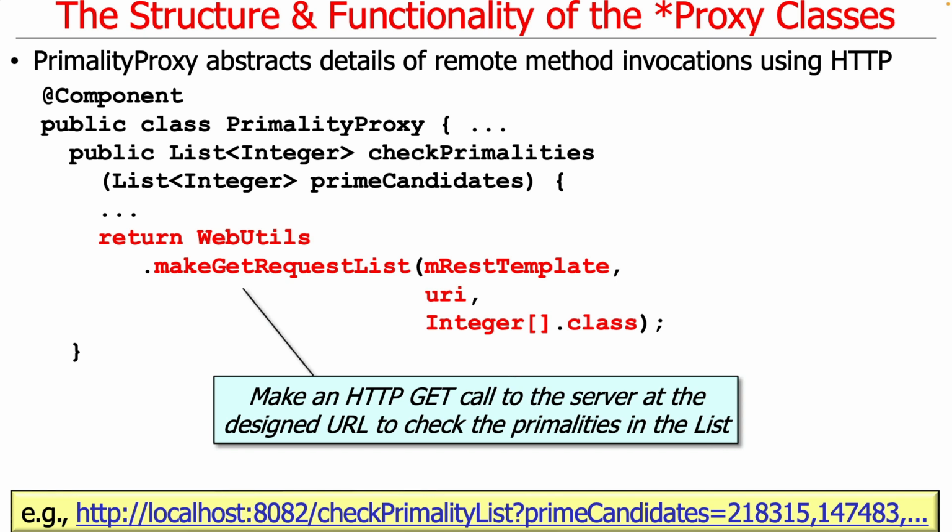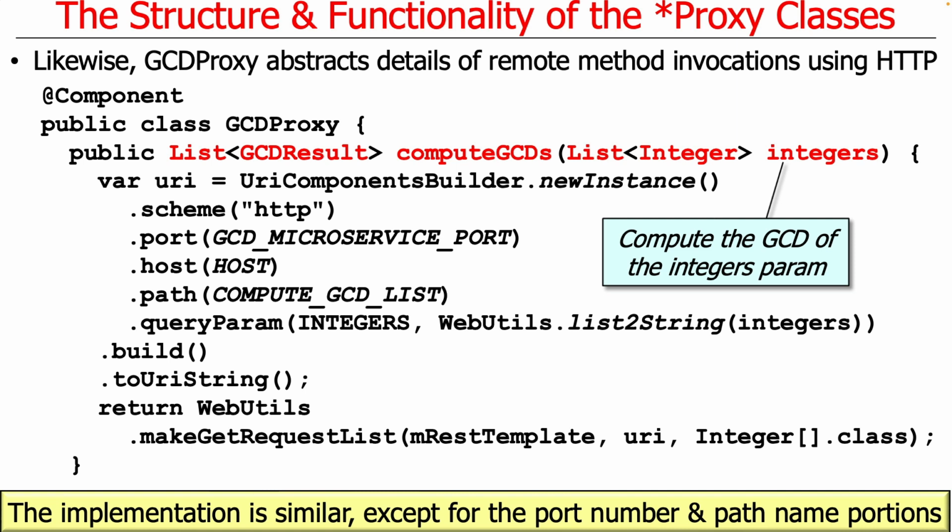And then we go ahead and make a GET request, passing in the REST template, that URI or URL, and the integer array as the return value we expect. Makes things really nice and clean. The GCD proxy is pretty much identical. It just uses a few different parameters, except it has a different port number and has a different path name because it's going to a different place.